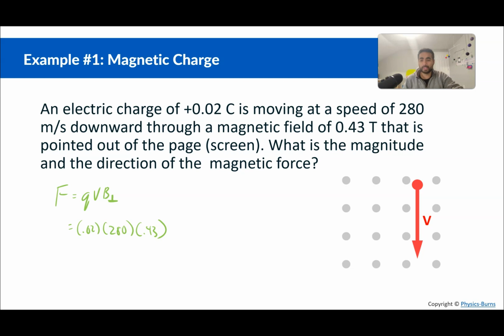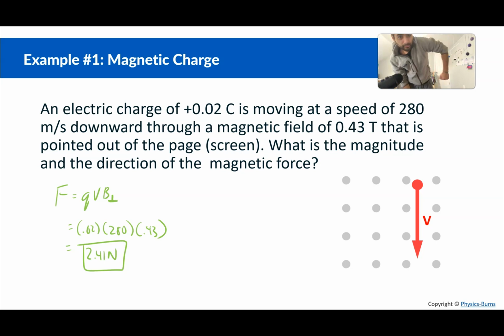Okay, so now let's calculate this. 0.02 times 280 times 0.43, and we get 2.41 newtons. But now let's see which way this force is going. This is a positive charge. So I'm pointing down this way, and the magnetic field is pointed out this way, so that's the way I'm going to put my fingers, going out this way. Now you can see my thumb is pointed to the left. So it's going to be 2.41 newtons to the left.